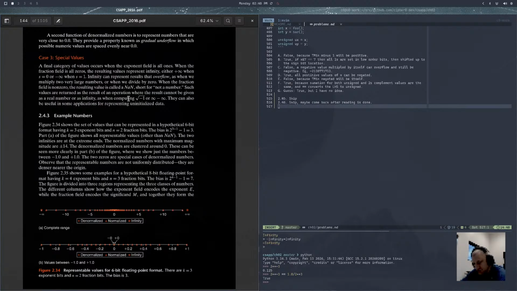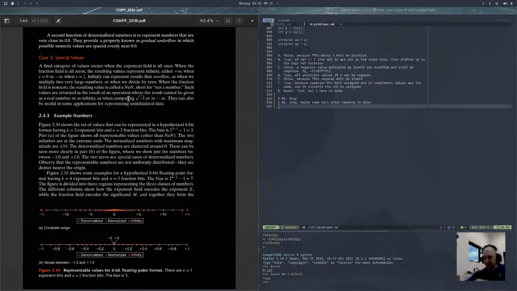Denormalized numbers are clustered around 0. These can be seen more clearly in part B of the figure, where we show just the numbers between -1 and +1. The two zeros are special cases of denormalized numbers. Observe that the representable numbers are not uniformly distributed. They are denser near the origin. Figure 2.35 shows some examples for a hypothetical 8-bit floating point format.